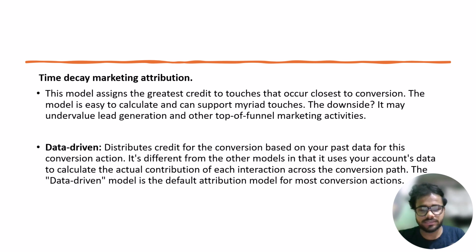Let's take an example. We have 4 touch points before a user buys something from our website. The pre-conversion touch receives 40% credit, the second last touch gets 30%, the third last gets 20%, and the first one gets 10% of the credit, in ascending order along the customer journey funnel.